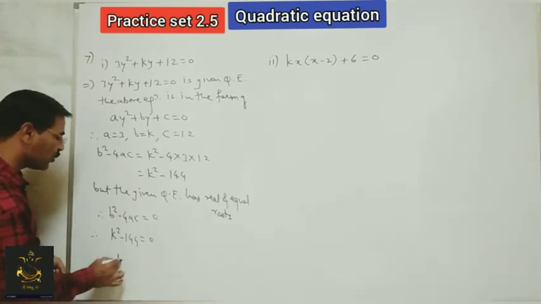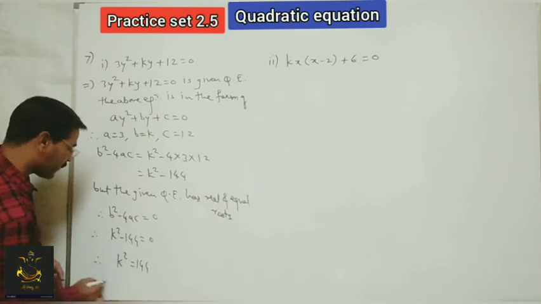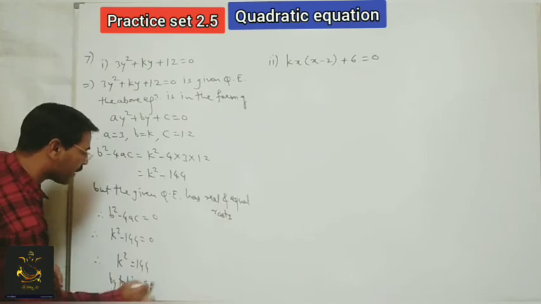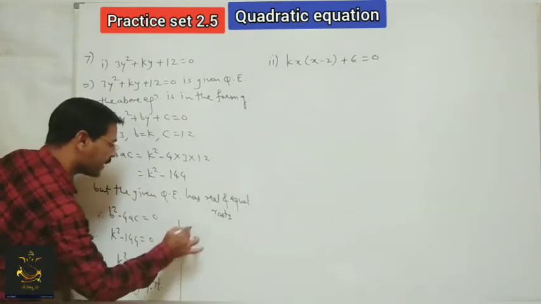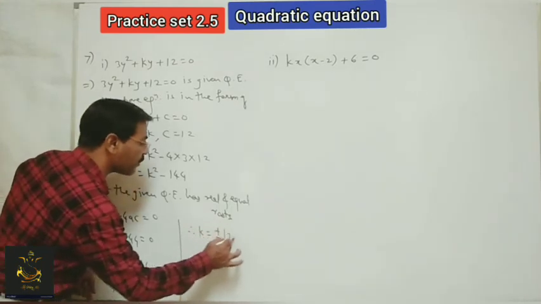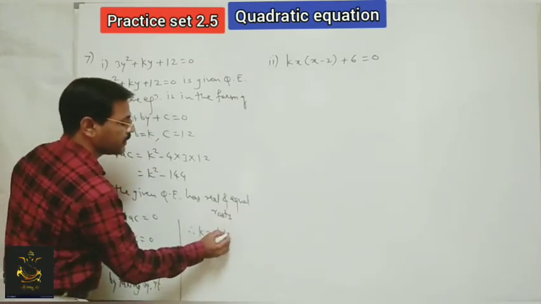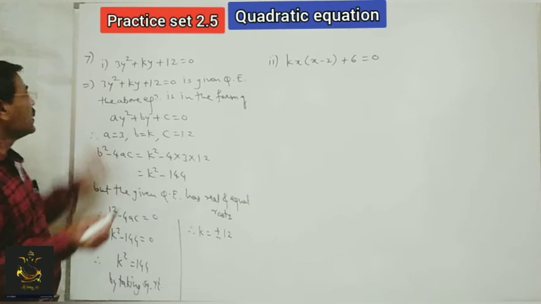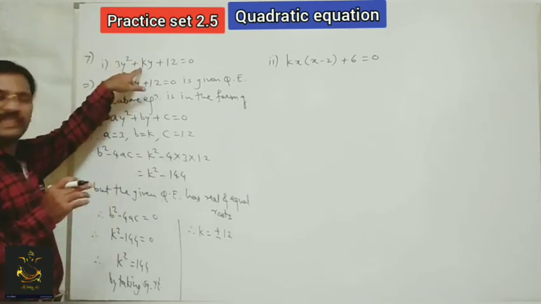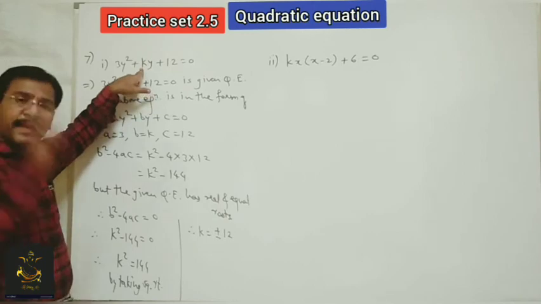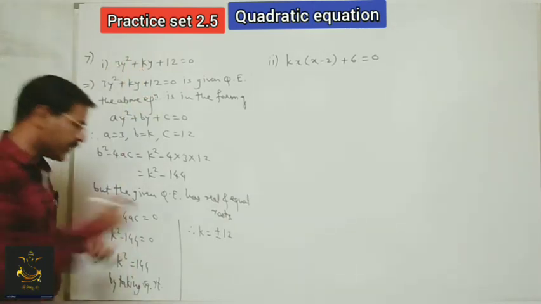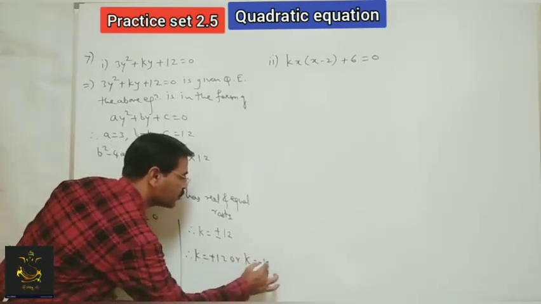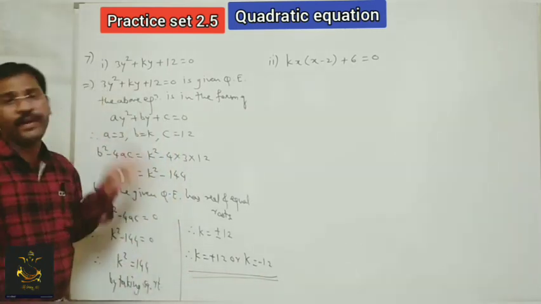Take that 144 to that side. Therefore, by taking square root, what will we get? k is equal to plus or minus 12. See, this one is very important. k has two values, one is plus 12 and the other is minus 12. Just try to think here. If we put plus 12, then it is okay. If we put minus 12, then also it is possible. Therefore, we can write k is equal to plus 12 or k is equal to minus 12.